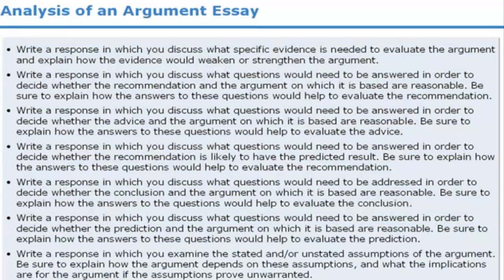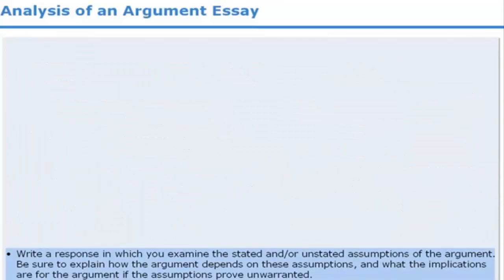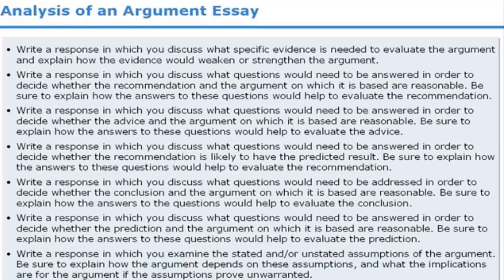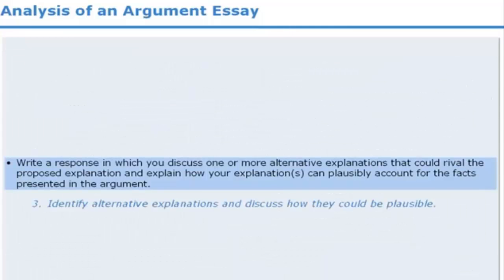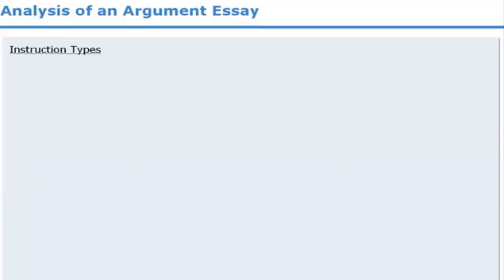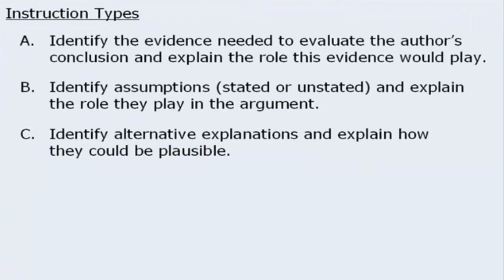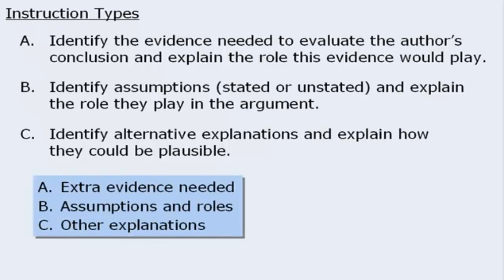Returning to all possible instructions, we can see that these instructions essentially direct you to identify assumptions and explain the role they play in the argument. Returning once again to all possible instructions, we can see that this last set of instructions essentially directs us to identify other possible explanations and discuss how they could be plausible. So really, each of the 8 possible sets of instructions can be categorized as one of 3 types. In the future, we'll refer to these types as follows.